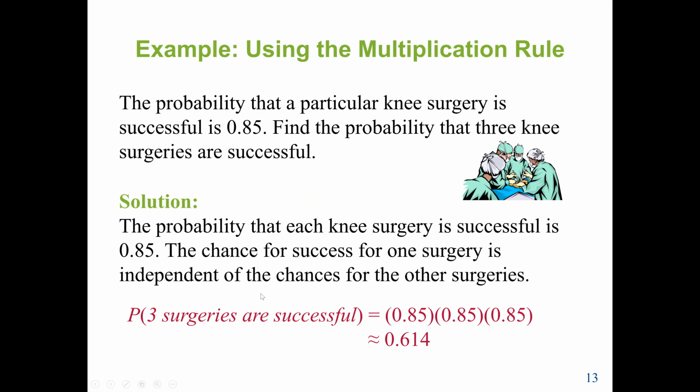Again, if they are dependent, then their probability values will change. Because the question here said the probability that a particular knee surgery is successful is 0.85. Now we should find the probability that 3 knee surgeries are successful. There's no way that a first successful surgery determines whether the second surgery will be successful or not. So they are independent, which means the probability for all 3 surgeries will be 0.85.